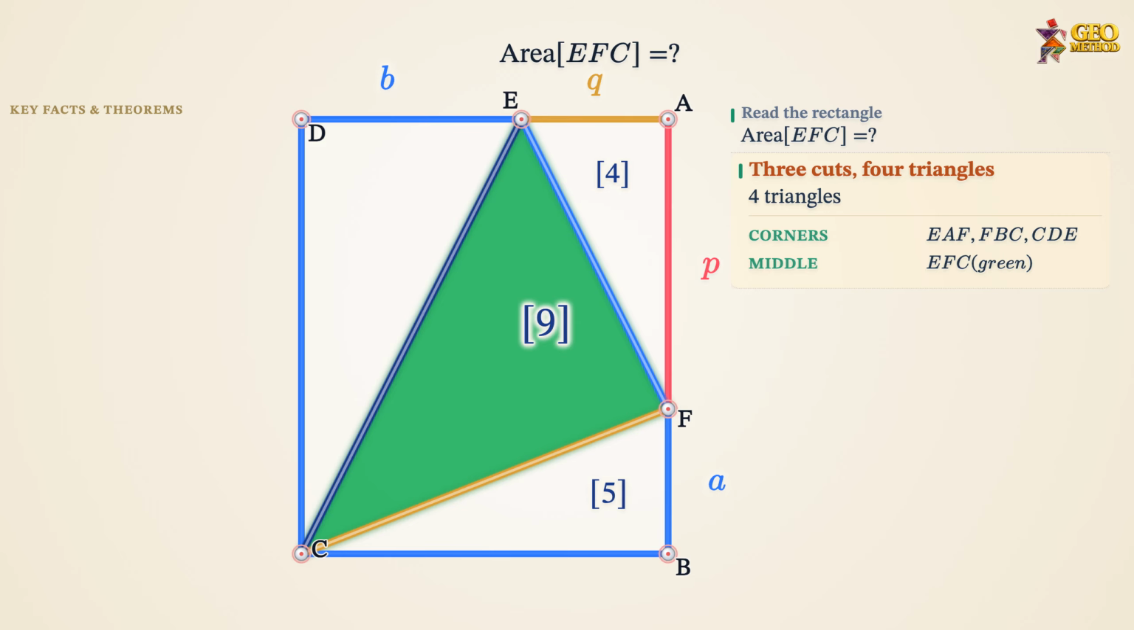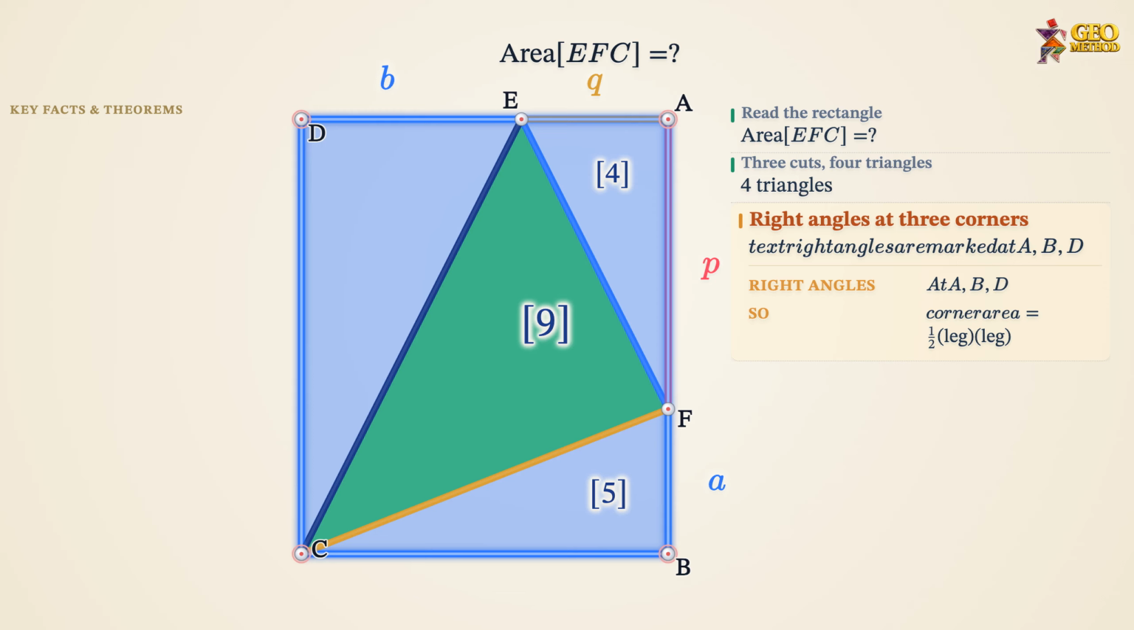Those three segments slice the rectangle into exactly 4 triangles. 3 hug the corners at A, at B, and at D, while the fourth triangle, EFC, sits in the middle. Together, they tile the whole rectangle with no gaps and no overlap, and that tiling is the key idea.